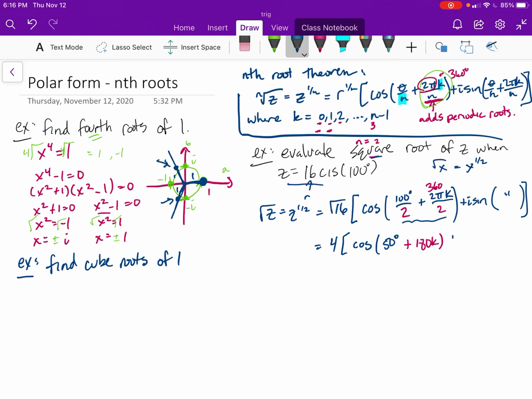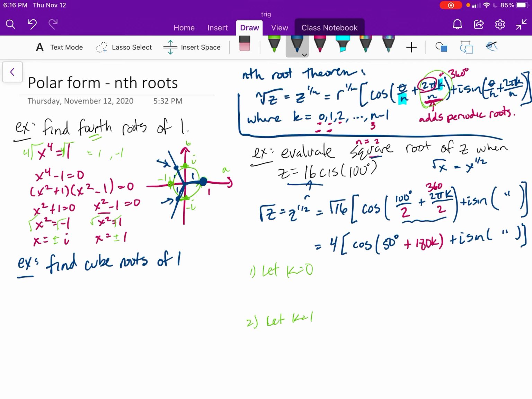And then again, we get the same for this I sine. I'm going to be lazy. Instead of writing 50 degrees plus 180k, it goes there too. All right, now we're doing square roots. So I'm going to have 2 answers. So what we do first is we let k equal 0. Okay, and then we'll simplify and we'll get our first answer. And then we'll do k equals 1. And then we'll simplify and we'll get an answer. And those will be our 2 square roots of the polar form z equals 16 cosine 100 degrees plus I sine 100 degrees. Okay, let's do it.